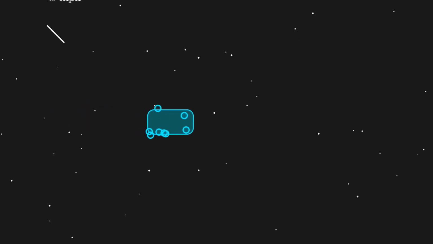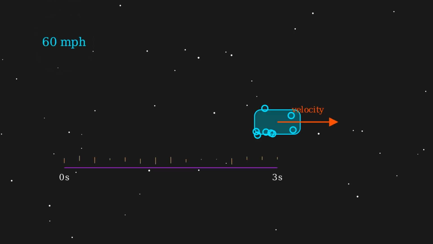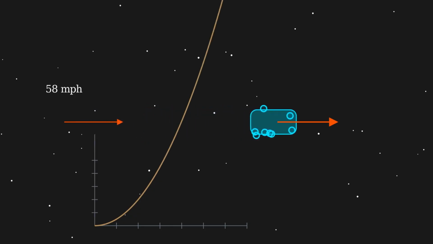Your car's speedometer reads 60 miles per hour. But hold on a second. You just started from a red light 3 seconds ago. How can you already be going 60 when you were just at 0? That's the fascinating thing about velocity.